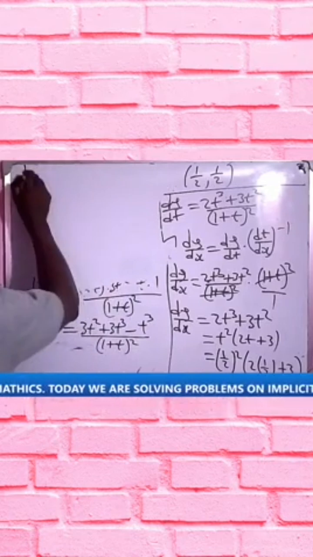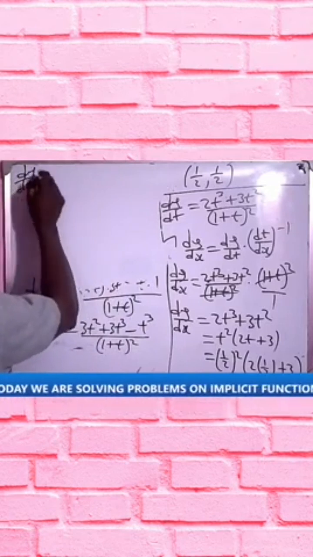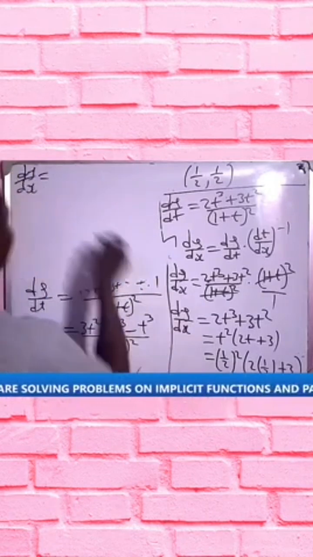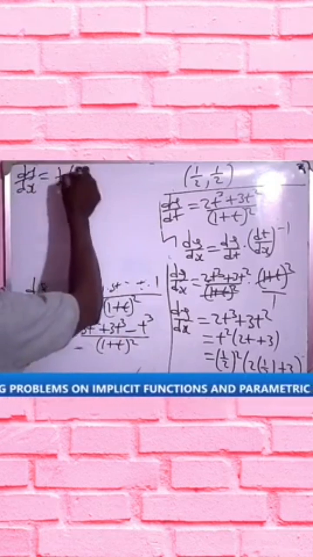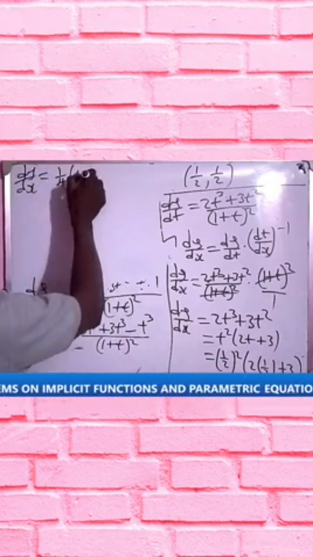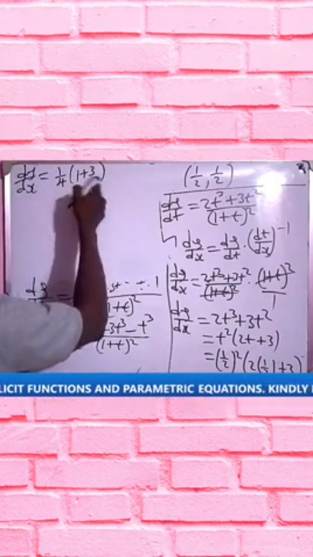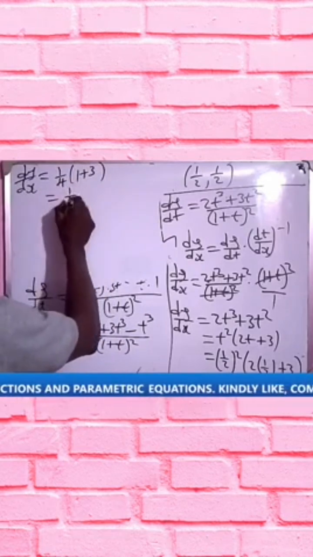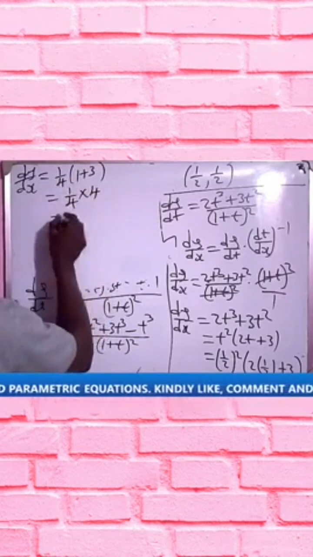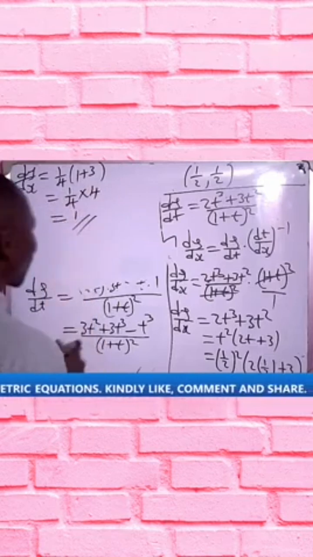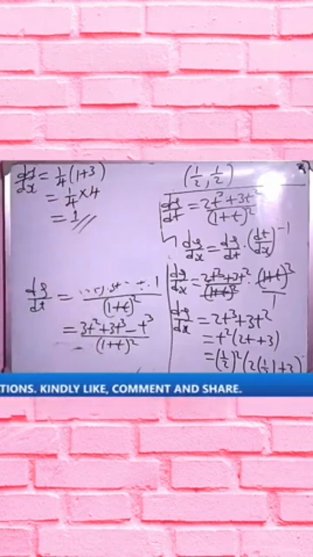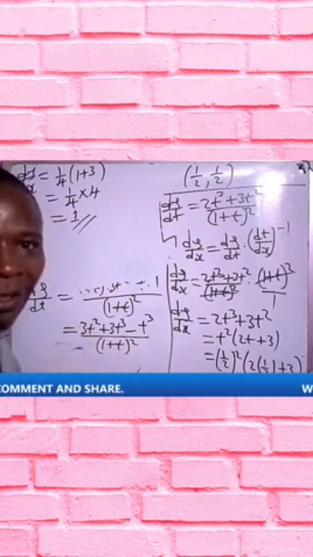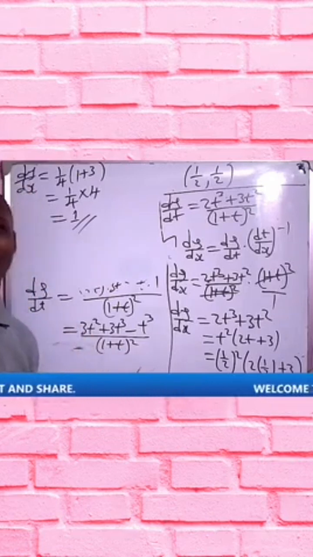So this one definitely will give us dy all over dx is equals to, in this place here, we have 1 all over 4 in bracket. This will give us 1 plus 3. Close the bracket. So this plus this will give us what? 1 all over 4 times 4. And our final answer is 1. So it means that our gradient for this equation is 1 after all of this long journey.